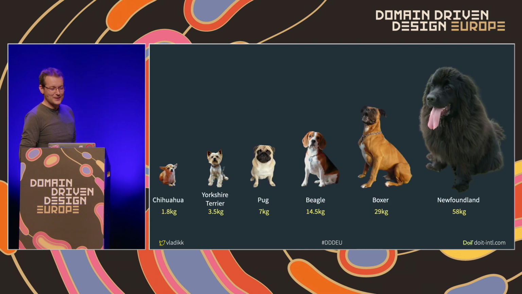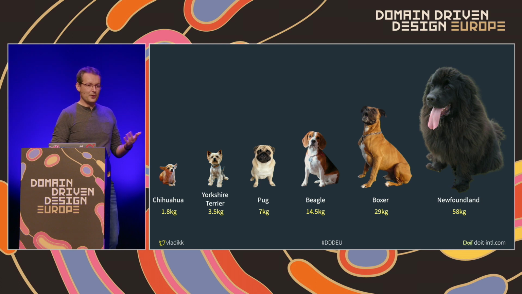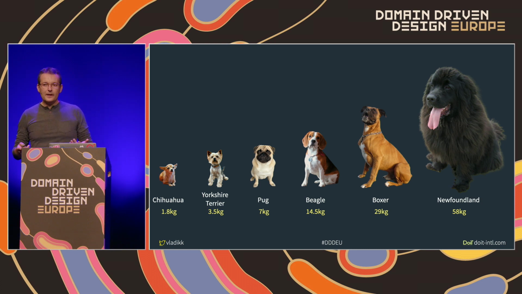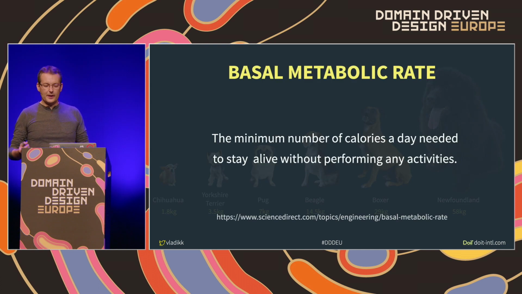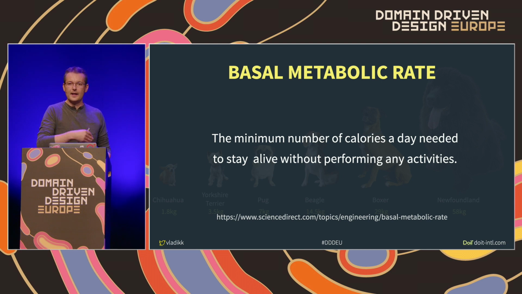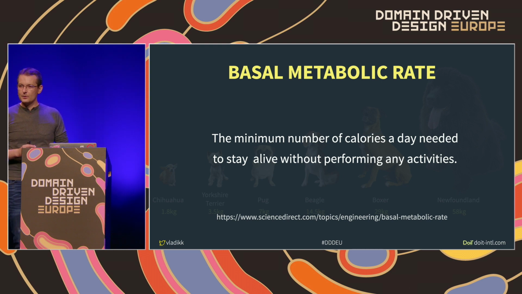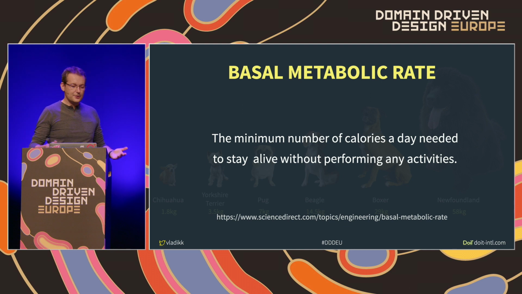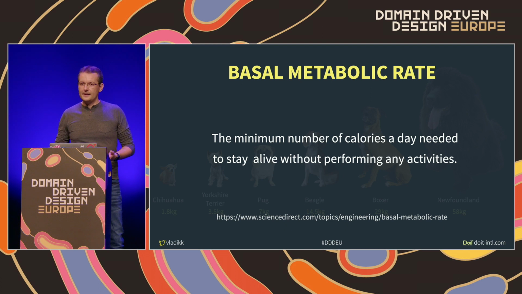Say we have these 6 dogs of different sizes, from Chihuahua to Newfoundland. As you can see, I picked the dogs so that the average body mass is doubled. Chihuahua weighs about 1.8 kilograms. Yorkshire Terrier is twice as big, 3.5, Pug is 7. All the way to Newfoundland, that can weigh 58 kilograms. Now, let's say we want to know what is the basal metabolic rate of these dogs. What is the minimum number of calories a day they need to stay alive to support their basic life functions? So no playing, no running, just chilling, relaxing all day long in a comfortable temperature. How many calories they need for that?